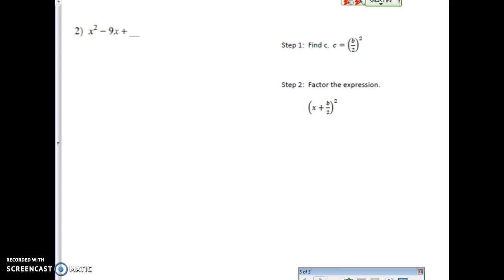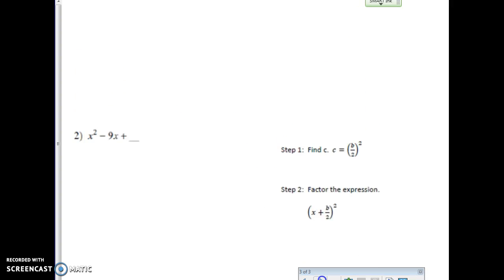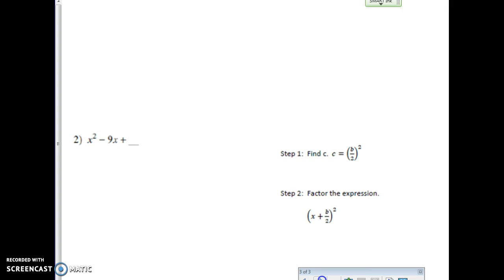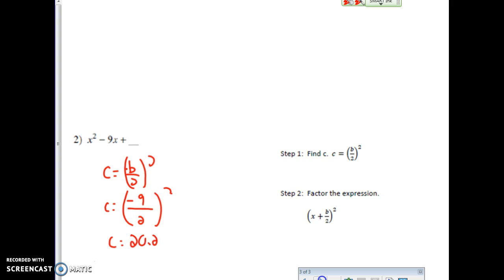Let's look at another one. I want to complete the square, so I have to find out what c is. I know c is b over 2, squared. In this case, I'm going to take negative 9 over 2, squared. So c is going to be 20.25. So the complete-the-square form would be x squared minus 9x plus 20.25.